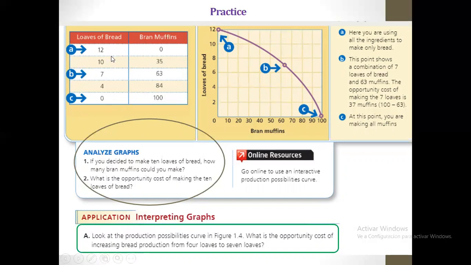Now, what is the opportunity cost of making the 10 loaves of bread? What is the opportunity cost of making 10 loaves of bread? The opportunity cost is that you are losing 2 loaves of bread. Wow, because you're going from 12 that you have over here, then you stop producing 2 more in order to use those ingredients to produce muffins. So you are missing 2. That's the opportunity cost that you are taking.